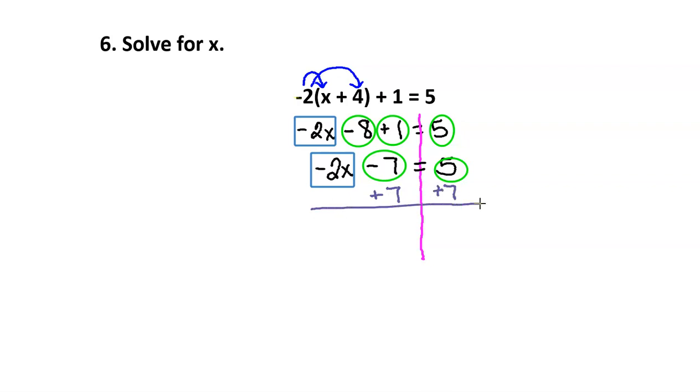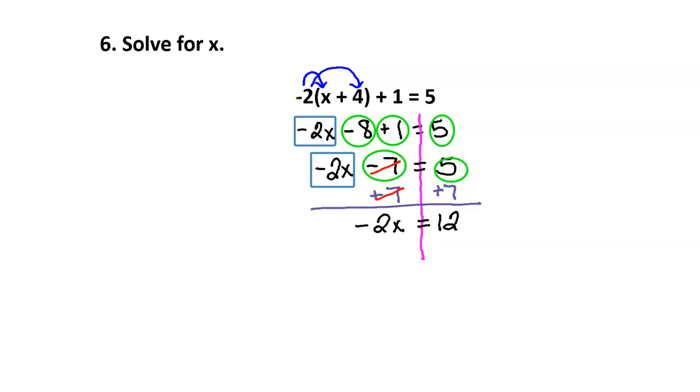All right. So when I add 7, the 7's on the left are going to cancel, which is going to leave me with the -2x. And this is part of why we want to make sure we box in including those operators, okay? So I'd have a -2x equals, and then 5 plus 7 is going to give me 12. All right, so there's that.